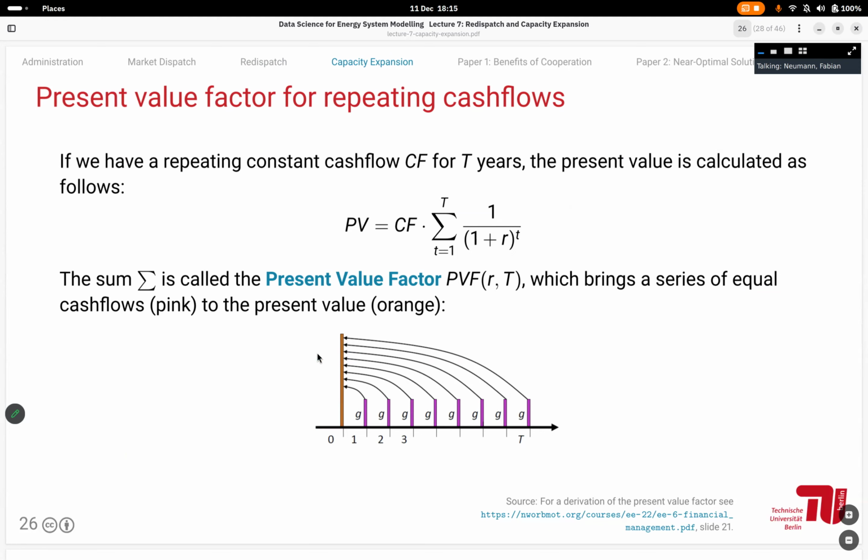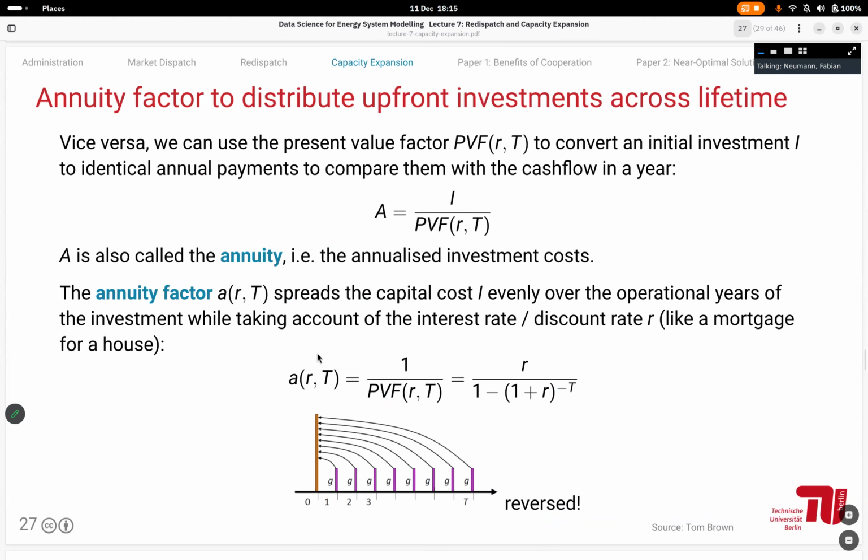And the opposite concept is exactly what we need. We have some upfront cost of an investment, and we need to distribute that over time into annual values. The annuity factor is just 1 over the present value factor, which takes an upfront investment cost and distributes it over equal annual values. In principle, that is just like a mortgage on a house, a credit you pay back, where you have an upfront credit and then pay it back over the years.